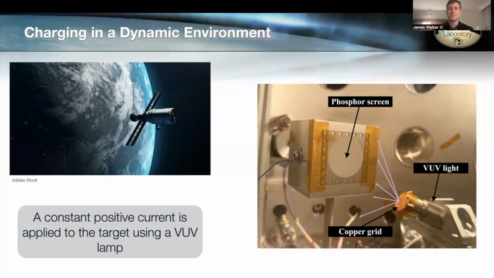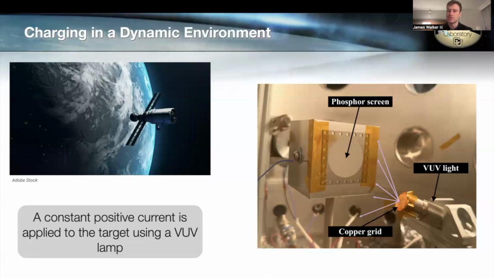But we've only evaluated these remote sensing and active charge control methods in an idealized environment, a vacuum chamber with a target only irradiated by an electron gun. We want to expand this again to more realistic scenarios, so we're going to include an environmental current. In this case, we're going to use a vacuum ultraviolet light, so high energy photons, to apply a positive photoelectron current to the target. And this is representative of a spacecraft coming out of eclipse into sunlight.